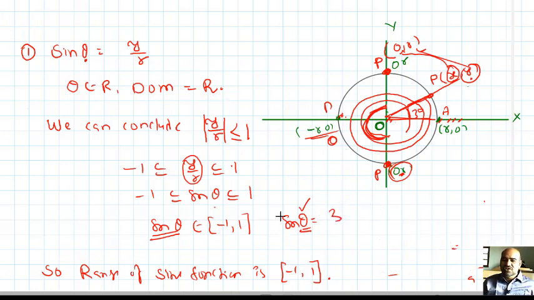Okay. Somebody will ask, what is theta if sin theta equals 3? You can say that there is no such theta, because sin theta is never 3; sin theta should lie between minus 1 and 1 only. The value 3 is greater than this interval. That's why there is no such theta.